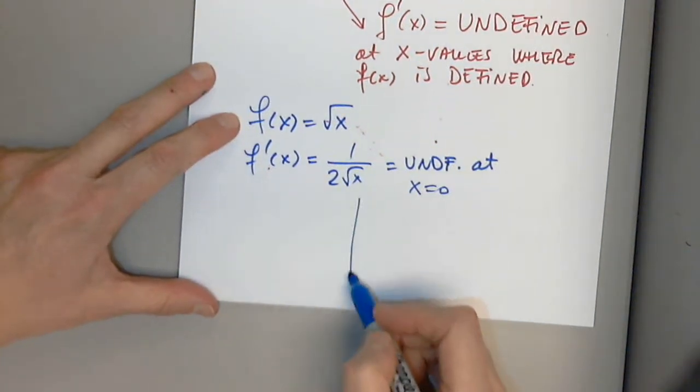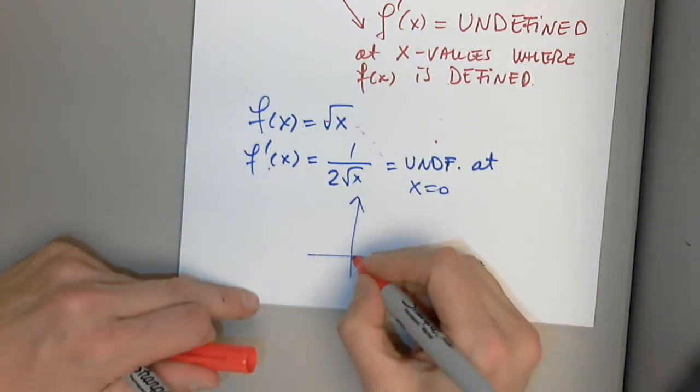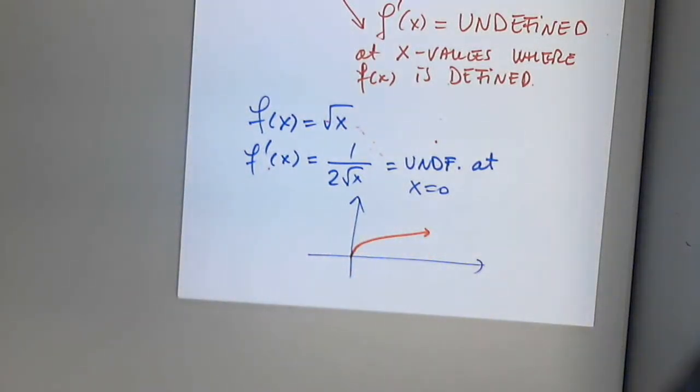Here's the graph. So the function is not differentiable at 0 because the derivative is undefined. This is a critical number, 0. The function exists at 0, and this turns out to be a minimum. Furthermore, it's the global minimum. More than that, it's not a local minimum.